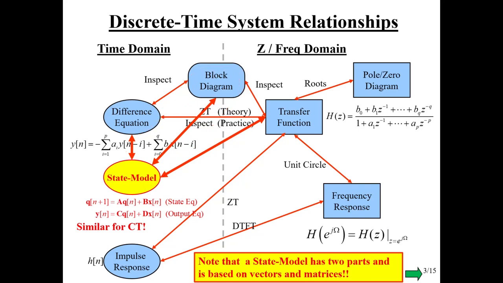Okay, so we need to understand what these two different things are. And I say down here similar for continuous time. I'm going to show continuous time stuff for the state model as well as discrete time stuff, because there will be a point in this course where we'll be talking about a particular continuous time filter that we want to convert into a discrete time version, and it's most easily done by thinking about it in terms of continuous time state space representation. Okay, so what is this state that we're talking about?